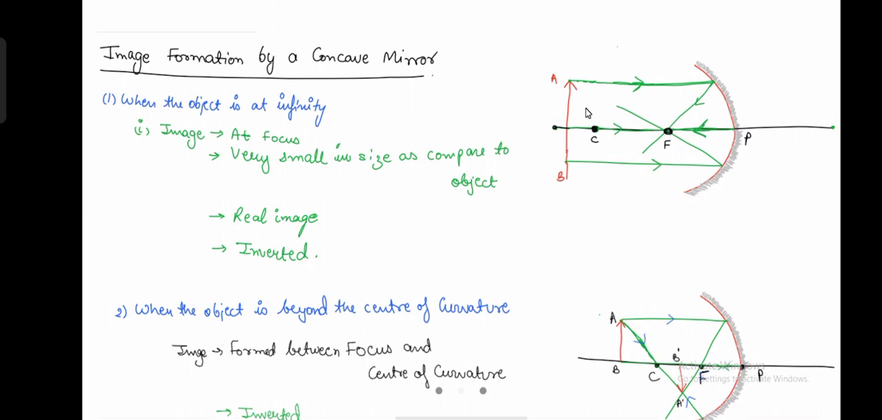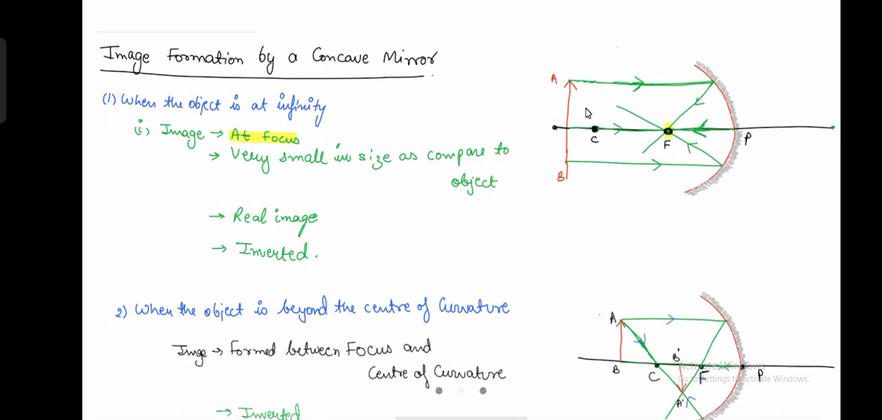Similarly, we have considered one more ray which starts again from the object, and then it is reflecting, and after reflection it is coming to the focus. So what are the properties of this kind of image? The first property is that the image is formed at the focus. You can see, yes, your image is formed at the focus.